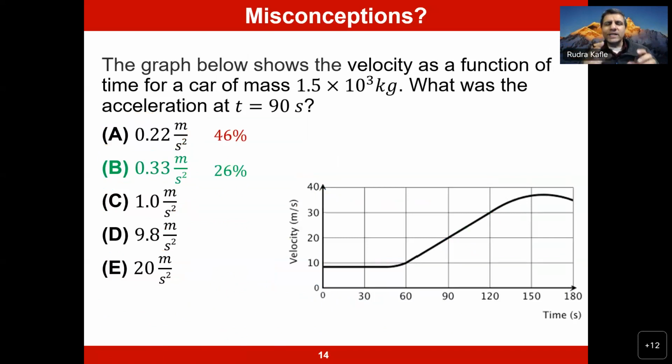By the way, this material has been published in a physics education research journal, so we can find it in there. And 16% of the students chose E, and 6% chose C, and 6% chose D. So this is what I mean by misconceptions.